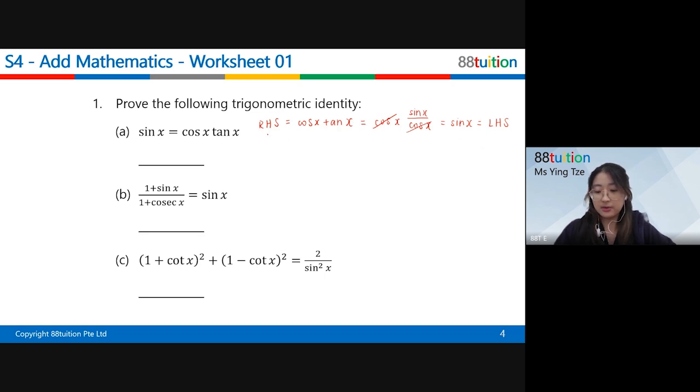So usually the way we choose which side we start from is, I will pick the one that looks more complicated, because if I start from here, sine x, there's nothing much I can do with just a sine x. I need to choose the more complicated side so that there is something to manipulate. Okay, so for part B, this side is more complicated, so I will choose to start from the left hand side instead.